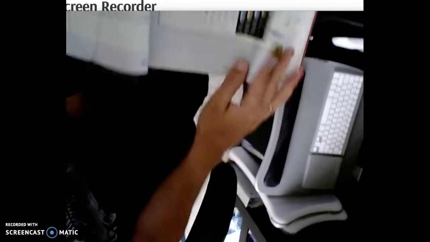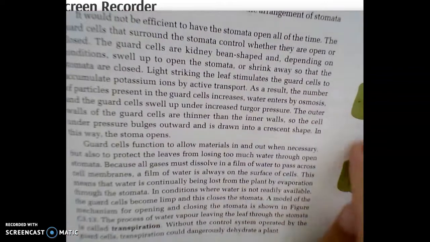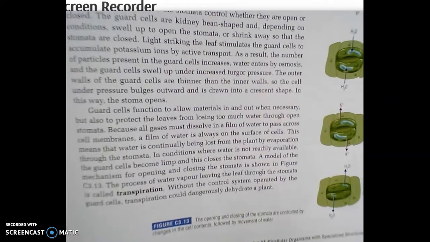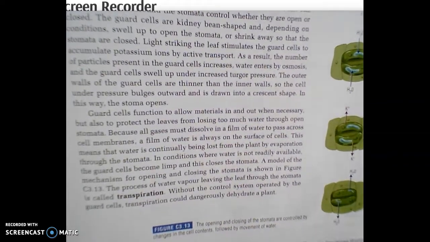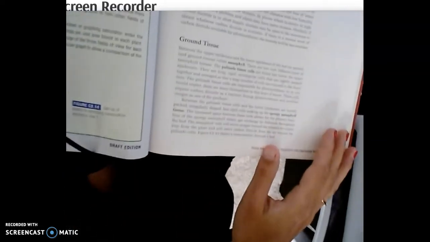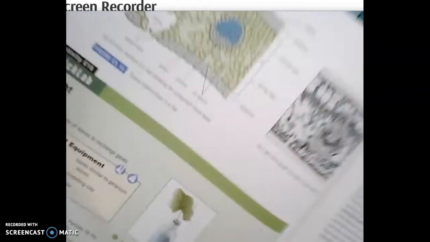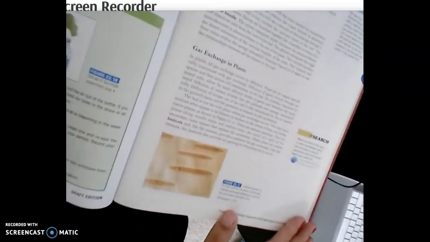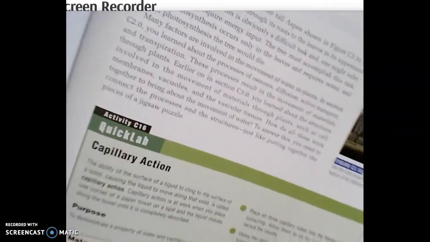Okay, some evidence, very interesting. Dermal tissue, they're focusing some more on these stomata. Transpiration, talking about water going outside the leaf. More about the tissues. Same picture. More about transport in plants.